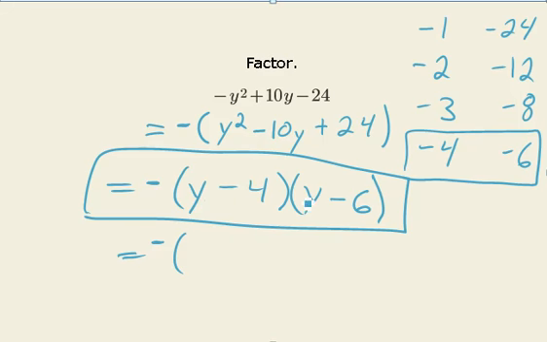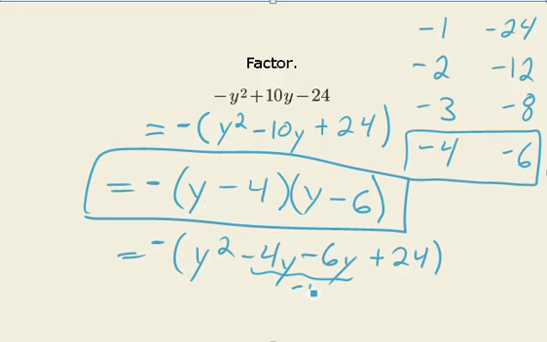FOIL these terms. I get a y times y, I get a y squared. Minus 4 times y, negative 4y. Y times minus 6, negative 6y. Minus 4 times minus 6, positive 24. Combine some like terms. These guys combine to a negative 10y, right?